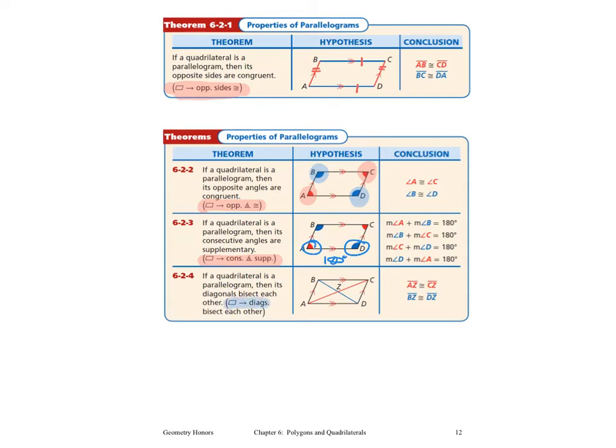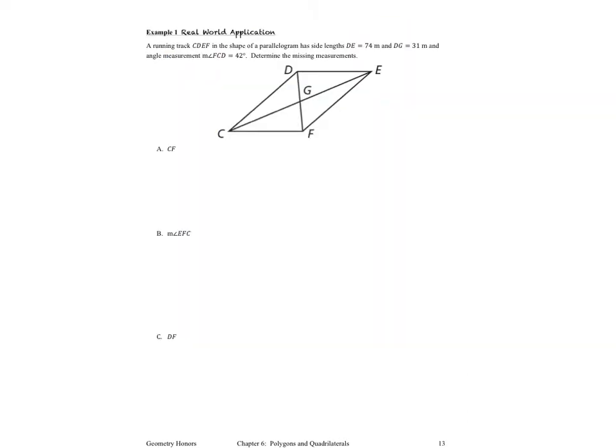In a parallelogram, diagonals bisect each other. What that would tell us is if they bisect each other, then AZ is congruent to ZC, and BZ is congruent to ZD. So we can use these properties of parallelograms to help us find out some information.